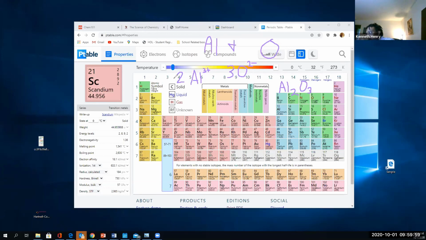How you write the chemical formula of an ionic compound. This is how you write the chemical formula for an ionic compound, yes. Okay, good.